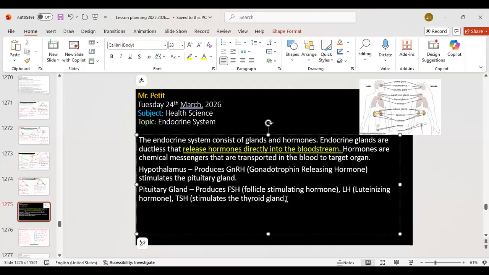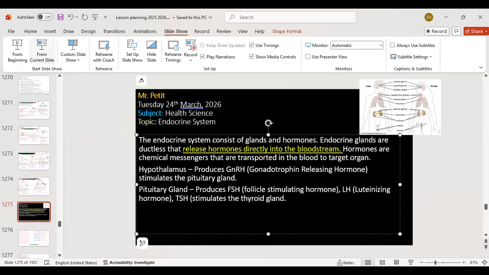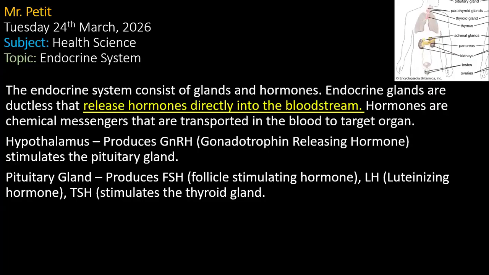So FSH and LH help the males undergo spermatogenesis, which is the production of male gametes. And in females, it helps them undergo oogenesis, which is the production of female sex cells, egg cells. It also helps the females to produce more estrogen, and it helps the male to produce more testosterone. That's all FSH and LH is for.